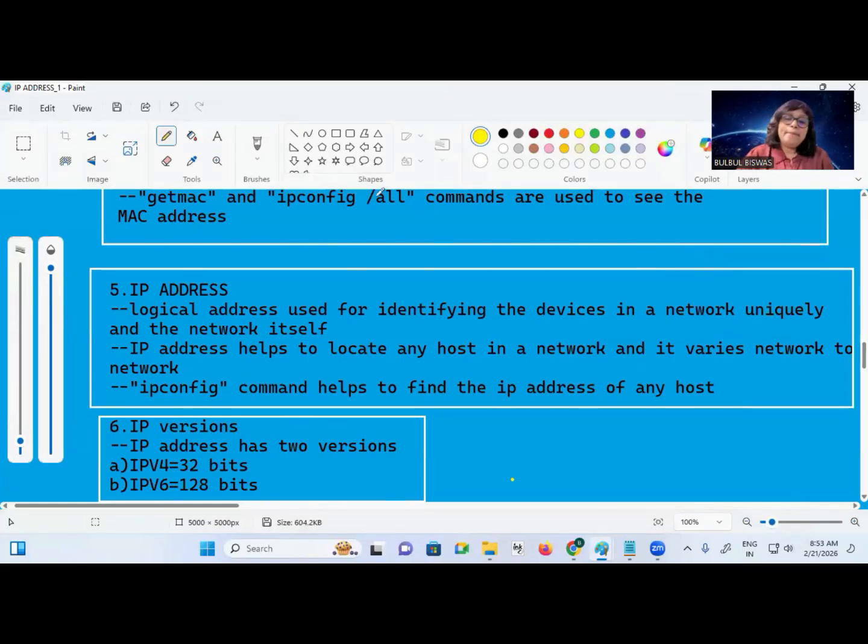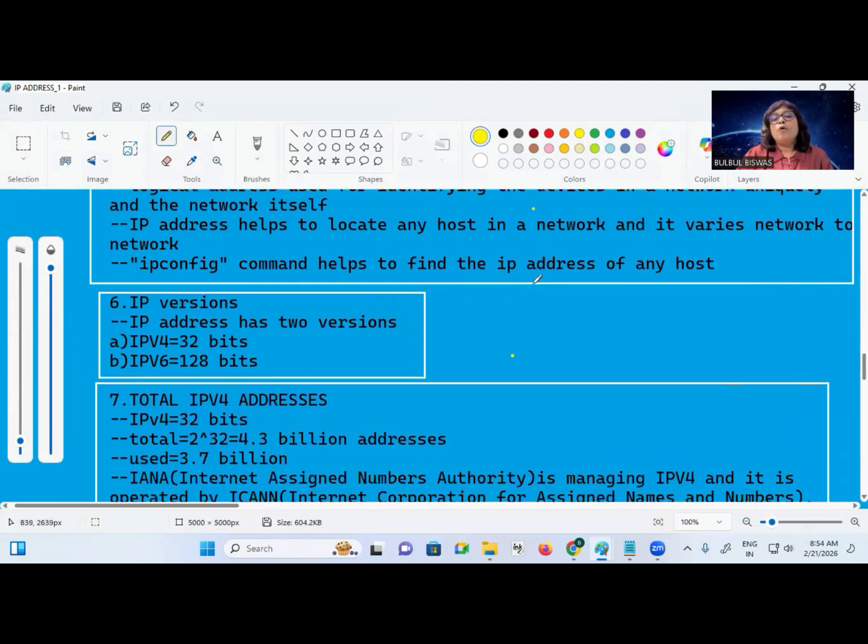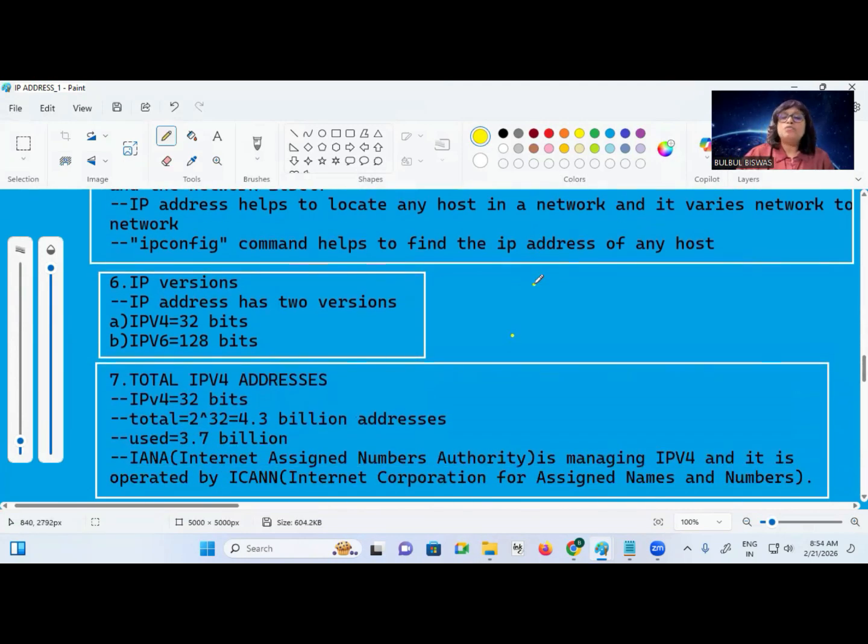Now, how many versions does this IP address have? This IP address has two versions, IPv4 and IPv6. When the IP address was invented at that time, the world could not predict what the scenario would be in the future. So at that moment, the address space was 32 bits. Later on, when there was a crisis of IPv4, IPv6 came into the picture with 128 bits.